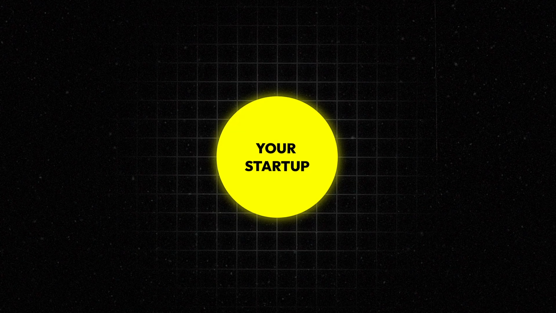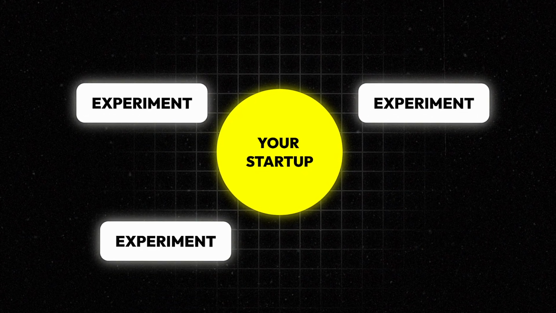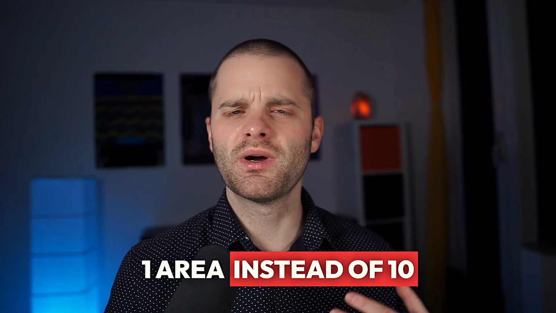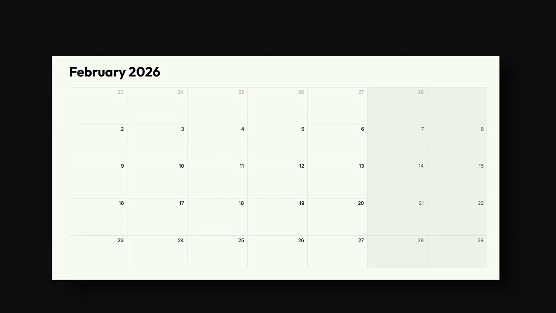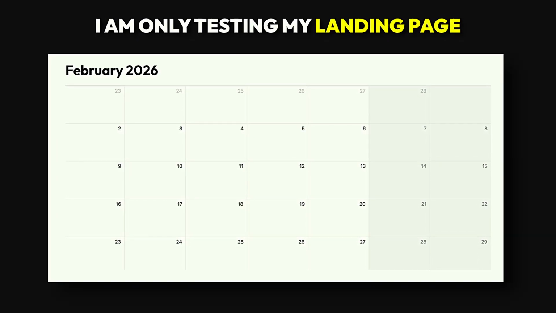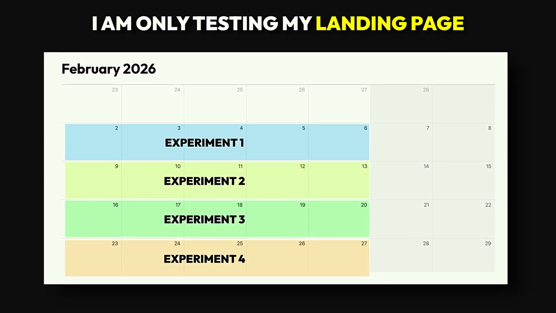Stage 5. Iterate with a system. Now comes an important part many founders miss. You need to avoid turning your startup into a collection of random experiments. So instead of changing 10 things at once, you focus on one area. You might say, for the next 4 weeks, I'm only testing my landing page. And each week, you define one experiment that follows your last decision.